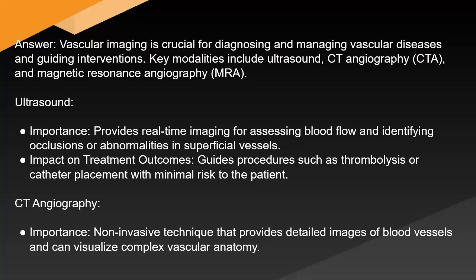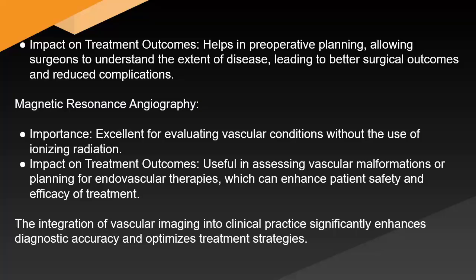Impact on treatment outcomes: guides procedures such as thrombolysis or catheter placement with minimal risk to the patient. CT angiography importance: non-invasive technique that provides detailed images of blood vessels and can visualize complex vascular anatomy. Impact on treatment outcomes: helps in preoperative planning, allowing surgeons to understand the extent of disease, leading to better surgical outcomes and reduced complications. Magnetic resonance angiography importance: excellent for evaluating vascular conditions without the use of ionizing radiation.